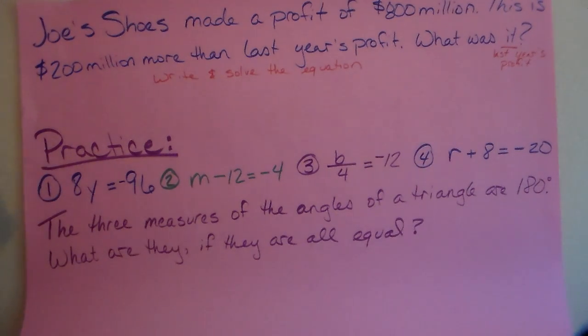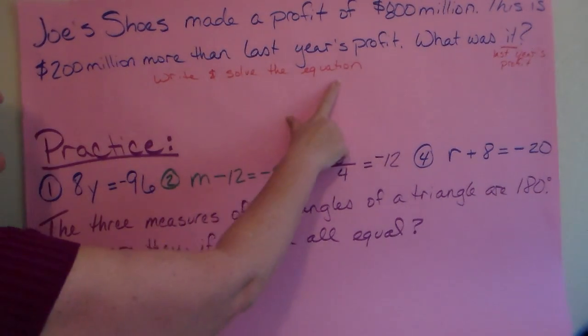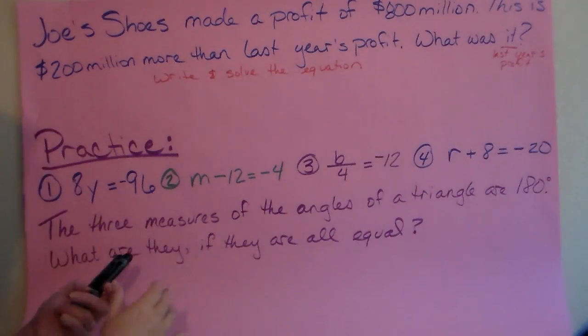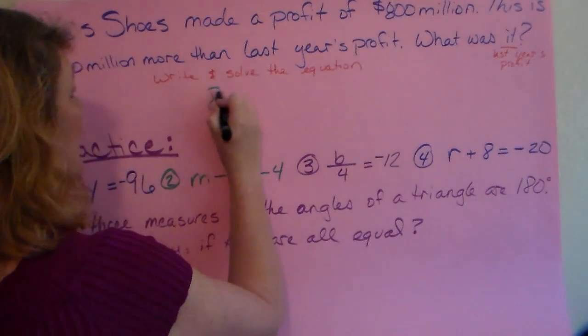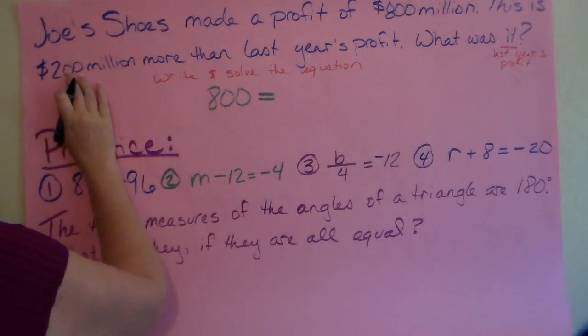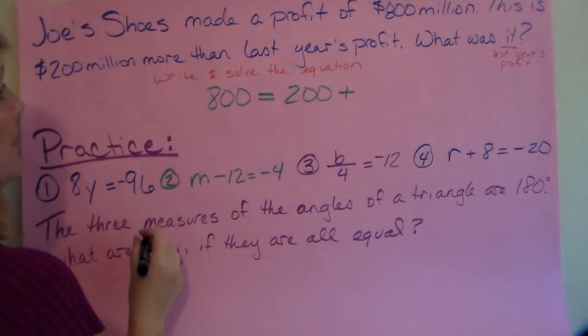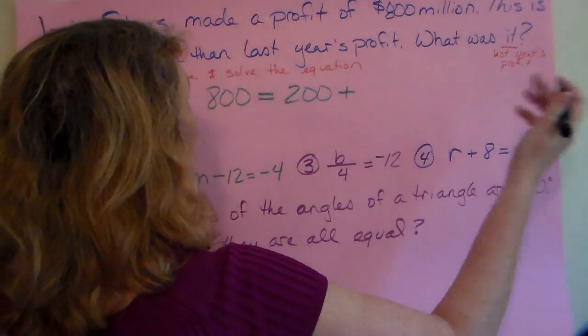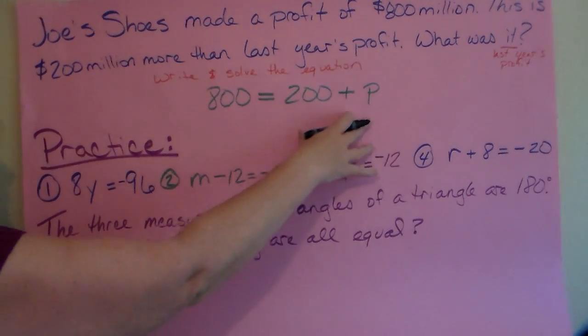Joe's Shoes, a company, made a profit of $800 million this year. This is $200 million more than last year's profit. What was last year's profit? I need you to write and solve the equation. So let's look at our numbers and our words and translate our words into math. So we're going to start with 800 million means equals 200 million more than last year's profit. What's last year's profit? I don't know. Let's say P for profit. There's our equation. We have translated our words into math.